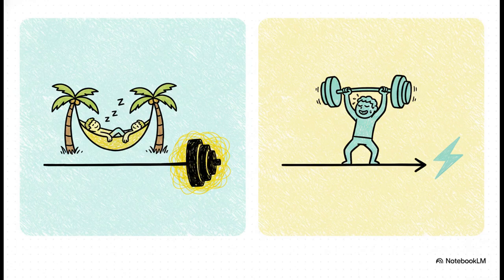KNN is the exact opposite. It's a lazy learner. It does zero work up front. It just stores the data and chills. But when you finally ask it a query, it has to do all the heavy lifting right then and there, measuring the distance to every single point.